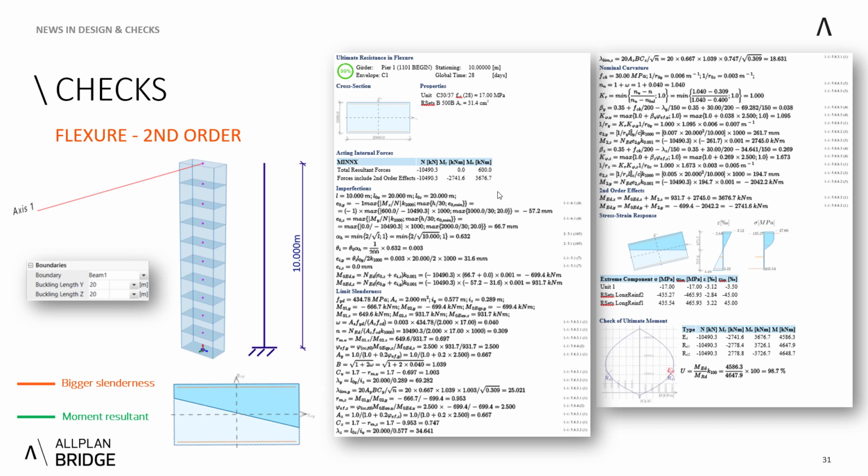First one being carrying out that the imperfections are being applied in the direction of bigger slenderness, and the second one being that it's calculated on the moment resultant. And the one which produces the highest utilization is then printed out in the report. And just by looking at the result right now, I can see that we have applied it in the bigger slenderness method.